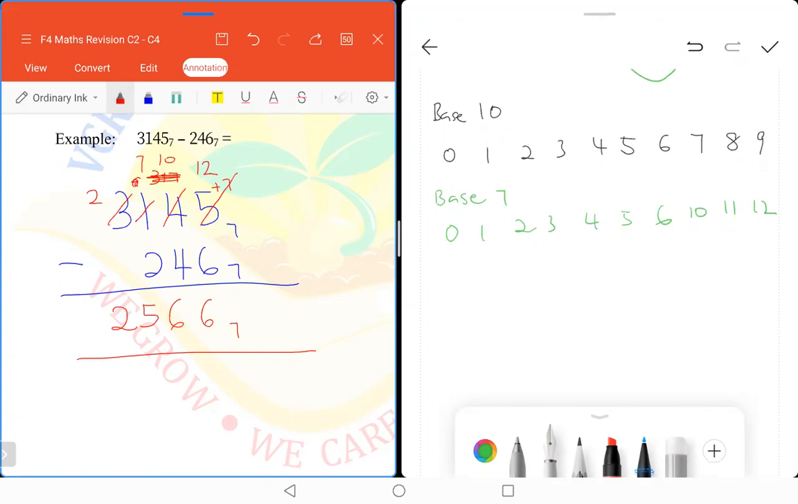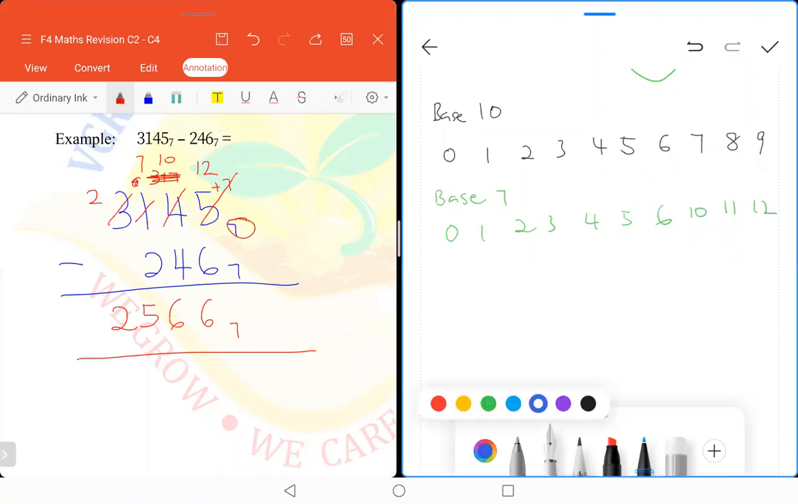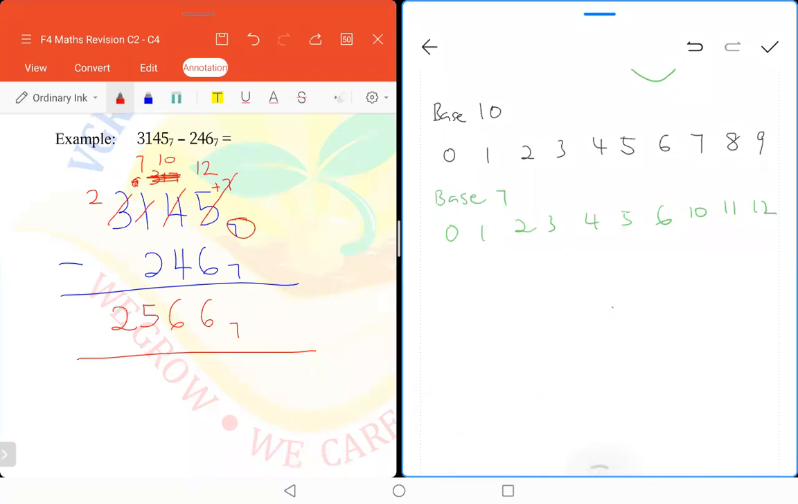Okay. Just remember when you want to borrow, borrow the base. If it's base 7, you borrow 7. Plus first, then only you minus. Okay. Same thing in base 7. Now your turn to try. What about 5, 5, 6 in base 7 minus 3, 6, 5. Let's try this together.